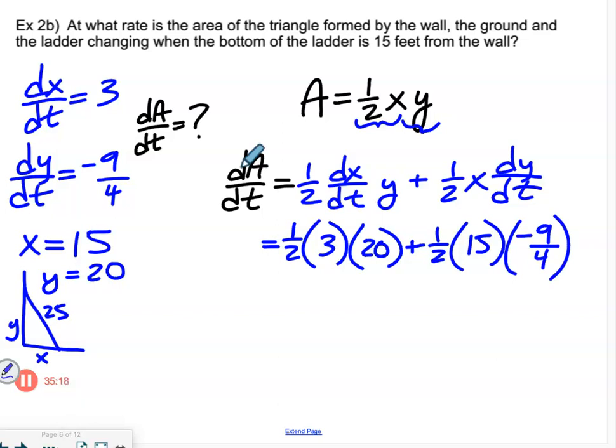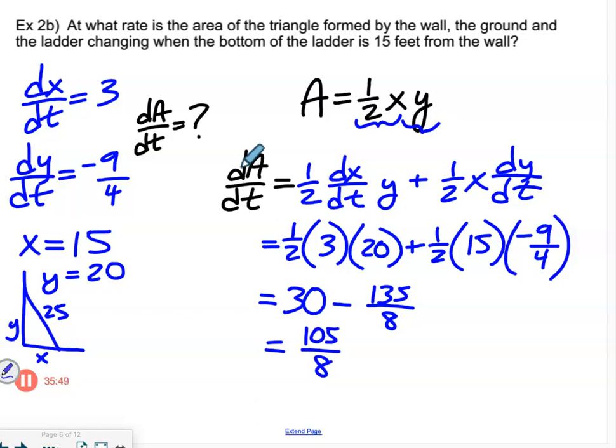All right, I'm going to clean it up. You don't have to. Technically, if this was an AP exam, you could leave this whole big thing as your answer with units. But I'm going to clean it up. So 1/2 of 20 is 10, so you get 30 minus 15 times 9, so 150, 135 over 8. 240 minus 135 is 105 over 8. All right, we need units.